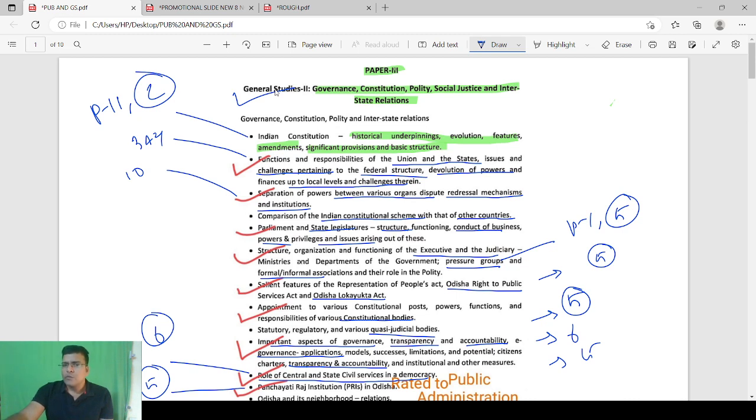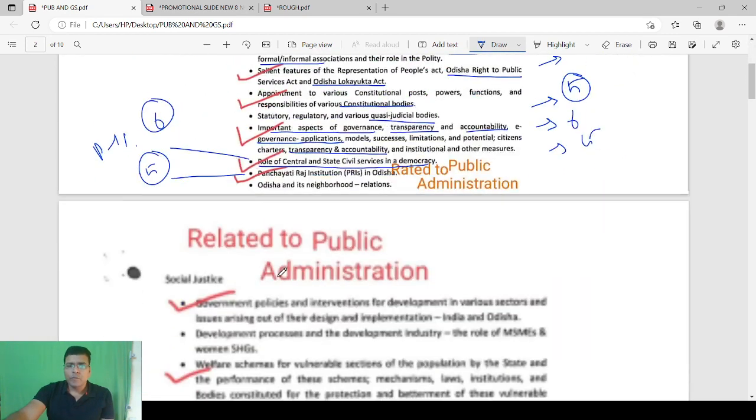So what is done? Nearly 250 marks are covered. You need to read some parts which are not mentioned, but most of the area is covered. So it is one benefit.